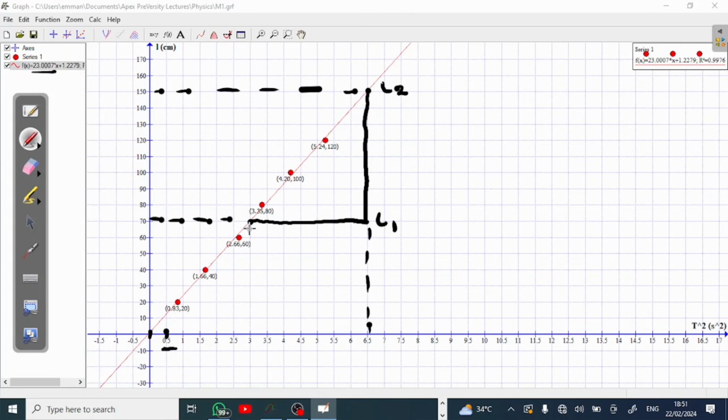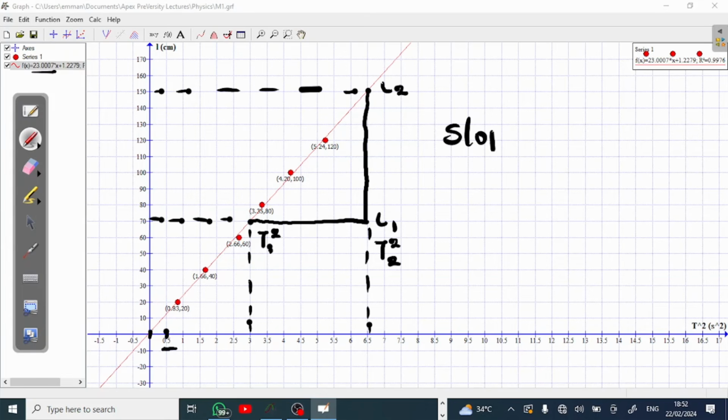Okay, also trace this part down. So you have this. This part here would be t squared. Call this t squared 2. Call this part here t squared 1. So how do you find the slope?